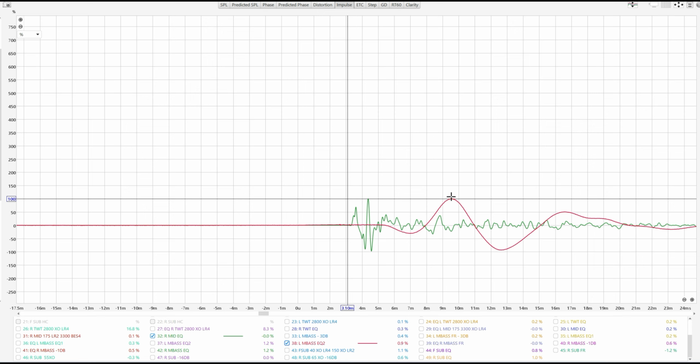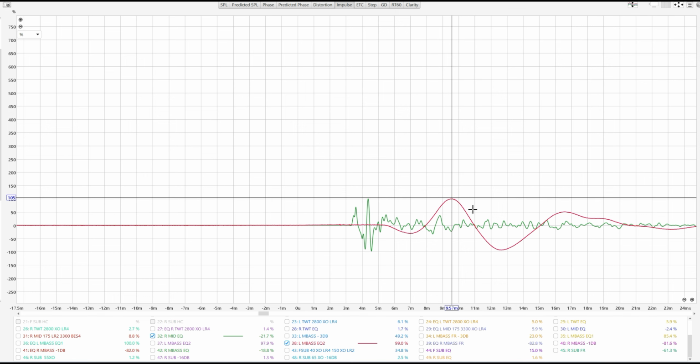And this is why when you start getting into mid basses and subs, it becomes very difficult to time align them using impulse responses, and you are better suited to align these bass-centric type speakers using phase instead of impulse. But we'll push on because we're looking at the shape of the curves.